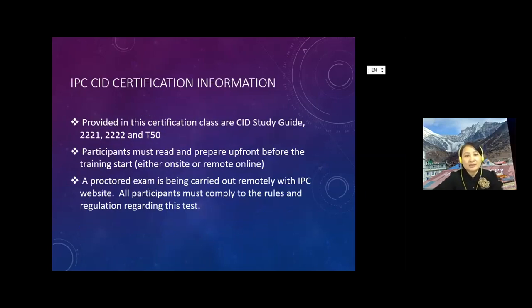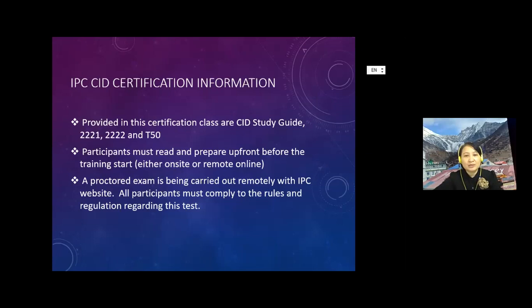So what is inside this certification? Just to quickly tell you, you have 4 items. First is the CID study guide, which you receive upfront, followed by the actual standards 2221, 2222, and T50. My suggestion is that you read and prepare upfront before the training starts, either on-site or remote online is okay. After that, you have an exam, either on-site or online. Participants need to carry out the examination to get the certification.